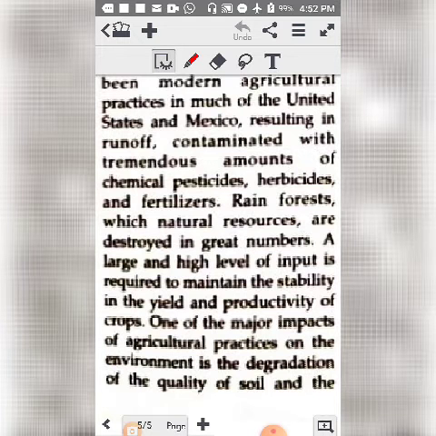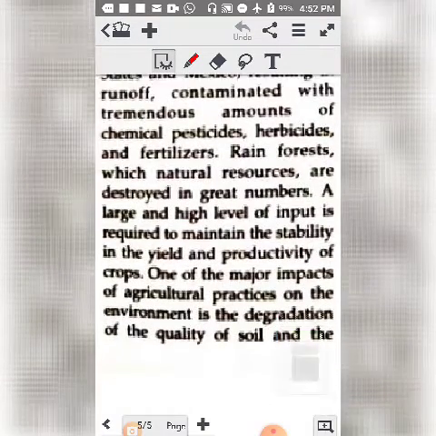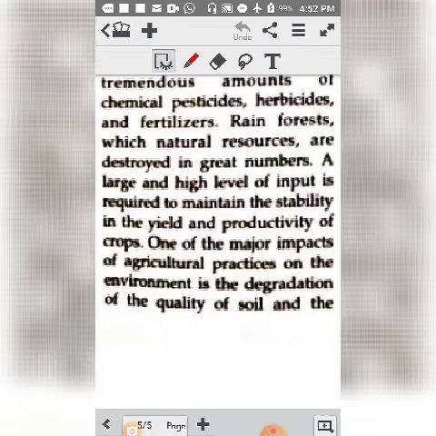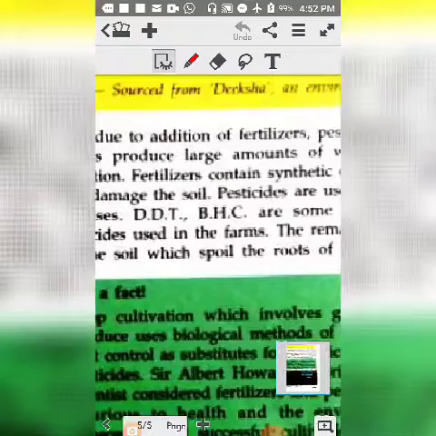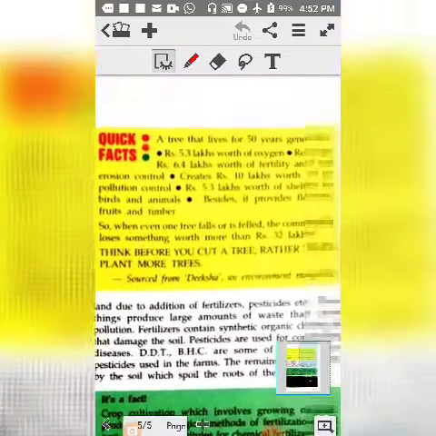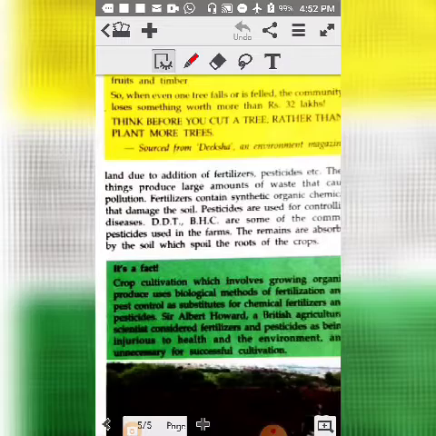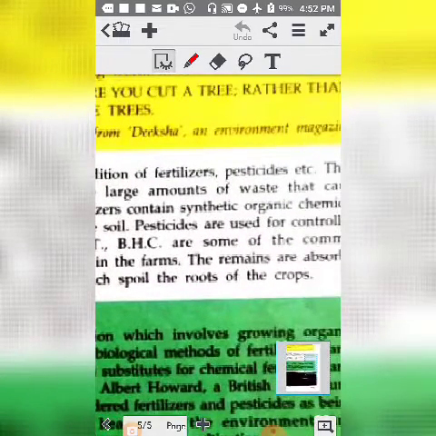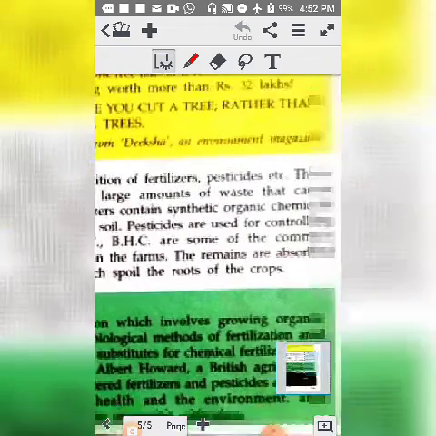A high level of input is required to maintain stability. So farmers need large amounts of fertilizers and pesticides. One of the major impacts of agricultural practice is the degradation of the soil. The soil becomes poor due to the addition of fertilizers. If you keep on adding fertilizers, the texture of the soil changes. The soil may become acidic or basic.